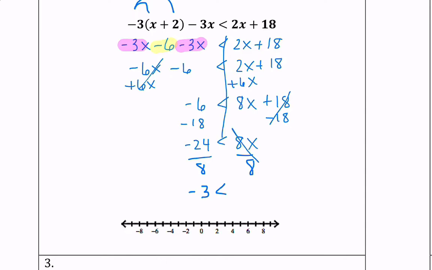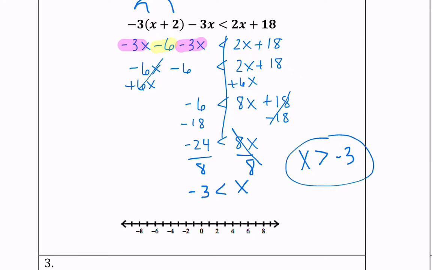The 8 on top cancels the 8 on bottom, and the x drops down. All right, cool, that is our answer, but it is written improperly. Remember, the x is on the wrong side. So if I want to write it properly, I need to switch the x and the negative 3. But if I'm going to flip-flop what's on each side, I also need to flip-flop that sign. So instead of being a less than, notice it looks kind of like an L, it's going to flip and be a greater than. All right, so that is the answer.